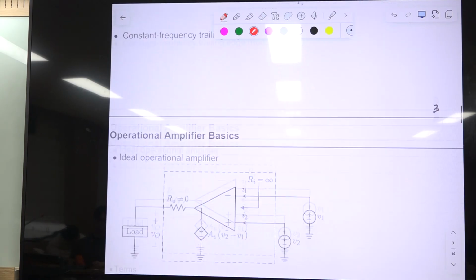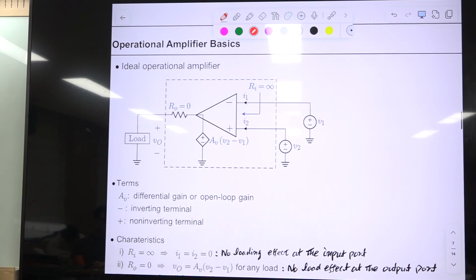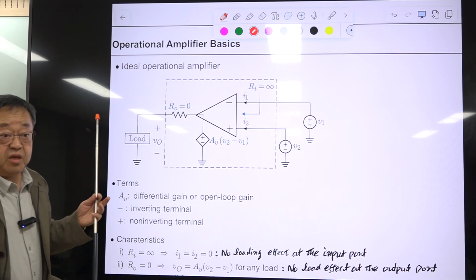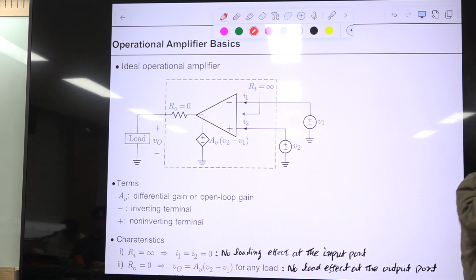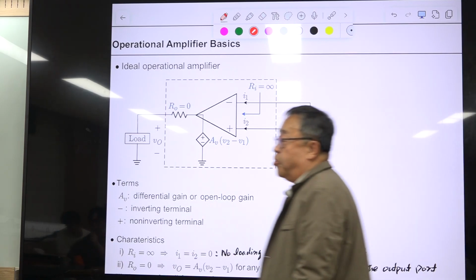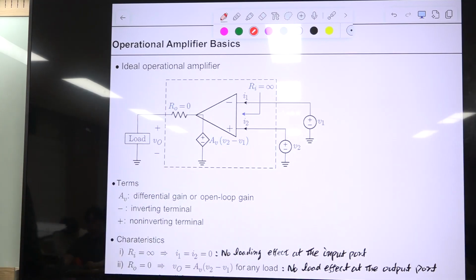Right. This is very basic and very important. Okay, operational amplifier basics. Probably most of you are already aware of this knowledge, but somehow I'd like to make sure all of us are in the same boat, and we are sailing in the same direction. Okay, so maybe boring for some of you, right?